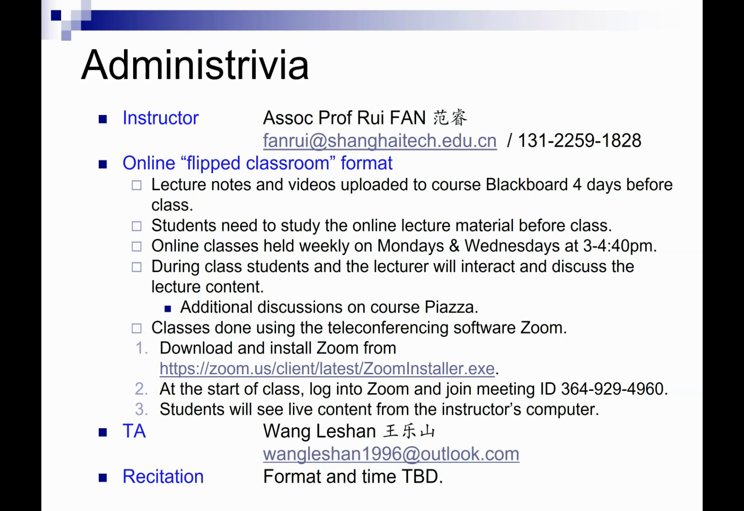In addition to the lectures, we have a TA for the class. His name is Wang Leshan, and his email address is given below. The TA will also be able to answer questions from the students. In addition, the TA will hold recitations, maybe once every 2 weeks or so. The recitations are basically designed to answer questions about the problem sets. Each time you submit a problem set, we'll have a recitation the following week. The format and time for the recitations is to be determined, and we'll let you know how that goes.